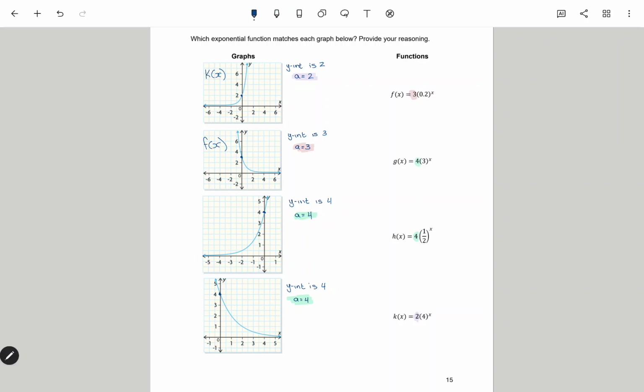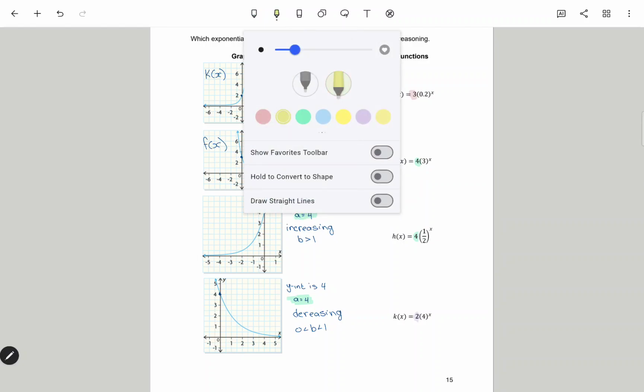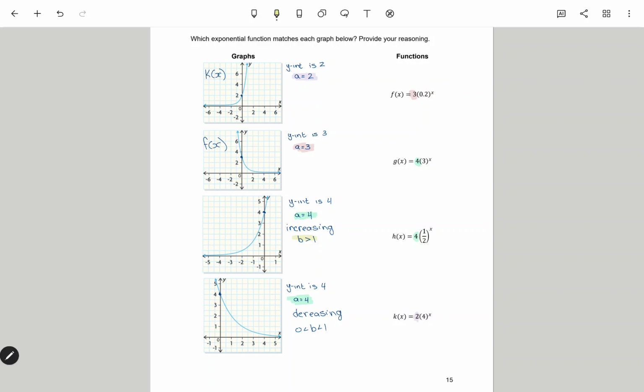So this is when we have to switch and now look at our b value. So this is an increasing function. So we know that our b value has to be greater than 1. This is a decreasing function. So we know our b value has to be between 0 and 1. So let's take a look. B value greater than 1. Well, that's this guy right here.